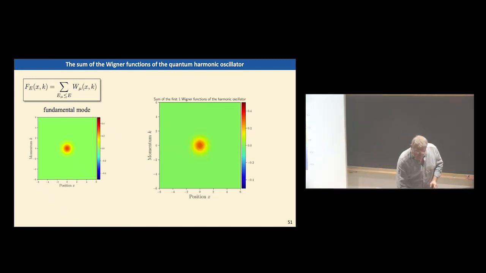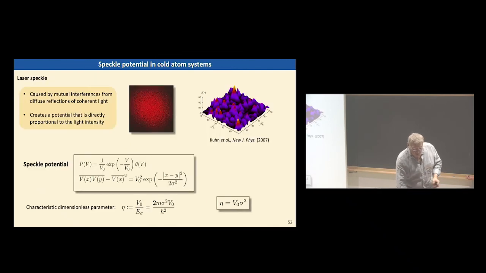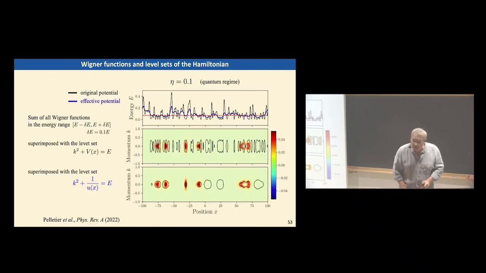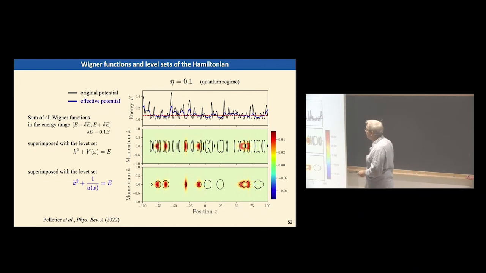You do that with a disordered potential, like the continuous one in 1D, like the speckle potential that I showed you before, and you do that with the landscape. It gives you, for instance, here, the original potential in 1D, the black one. The blue one is the effective potential. You look at the set k squared plus V equals E in phase space.